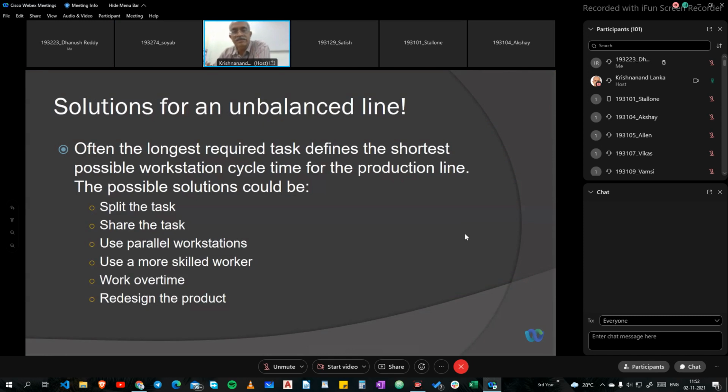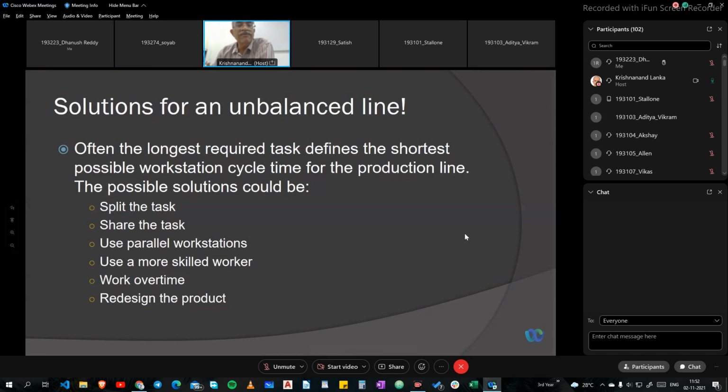So in that case, you have to search for certain solutions, because your goal is to produce as per the takt time. And here one of the tasks is more than the takt time. In that case, you cannot achieve the production target.